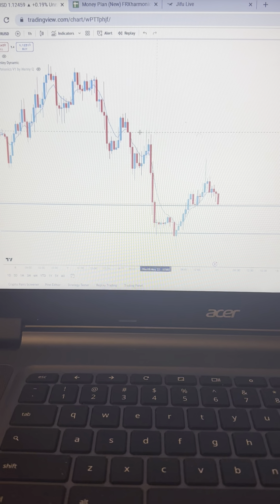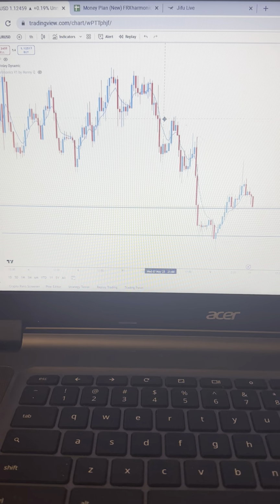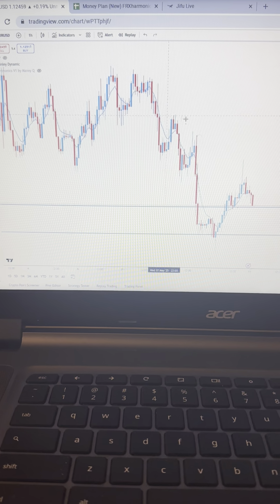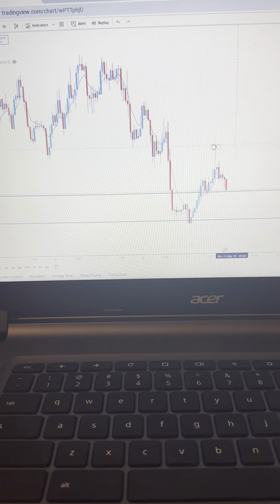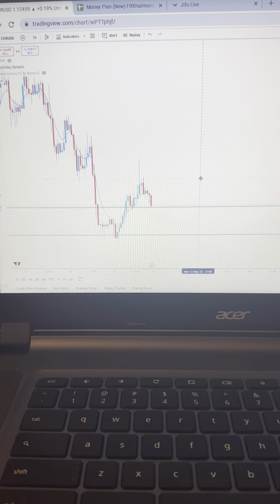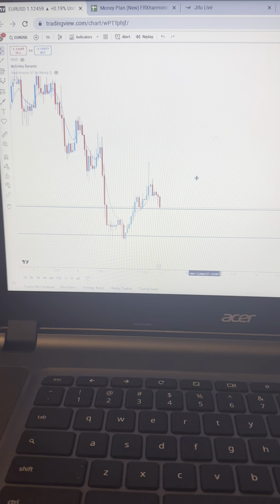So if the market breaks some of these highs, like this high right here specifically, if the market breaks this high and gives us a strong pullback down, guys, look for your buy, because this is where the money bag is going to be found. Look for your buy after that. This is the 1 hour time frame.